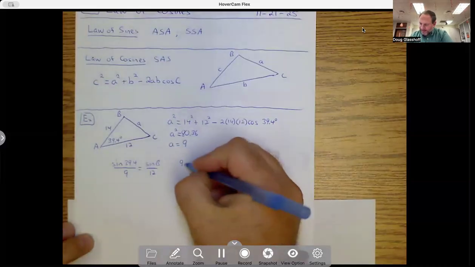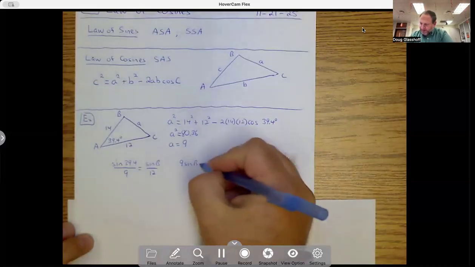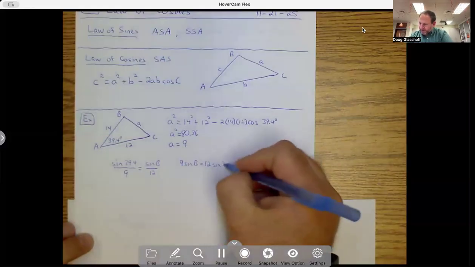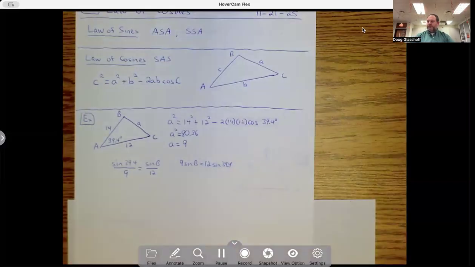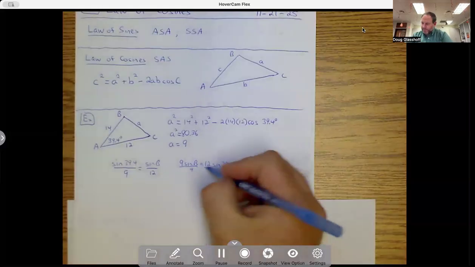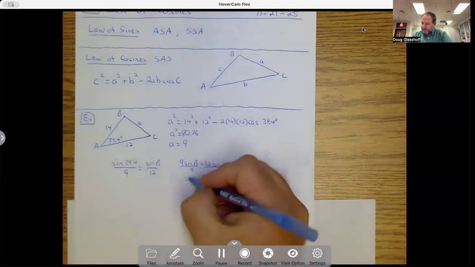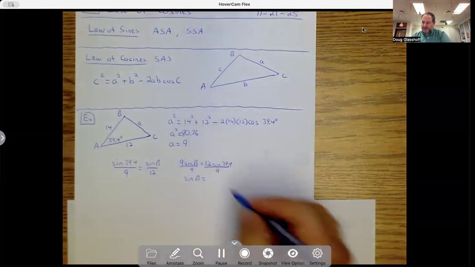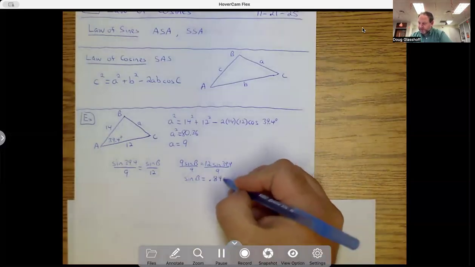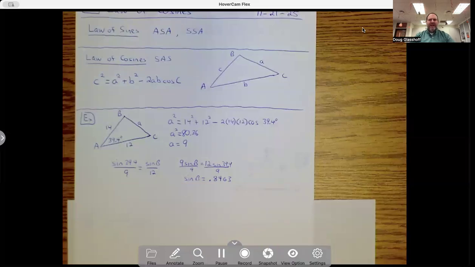So that would be 9 sine B is equal to 12 sine 39.4. So again, all I have to do is divide by 9. And that tells me that the sine of B is equal to, again, I typed that in earlier, I got 0.8463. And again, you want to carry that out a few places. Don't round it to the nearest tenth because that can make a big difference. You want to go at least 3, maybe 4 decimal places when you do that.